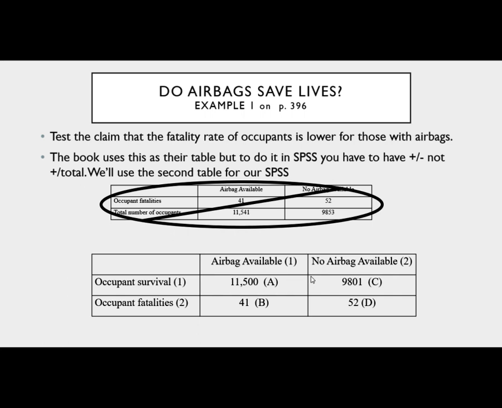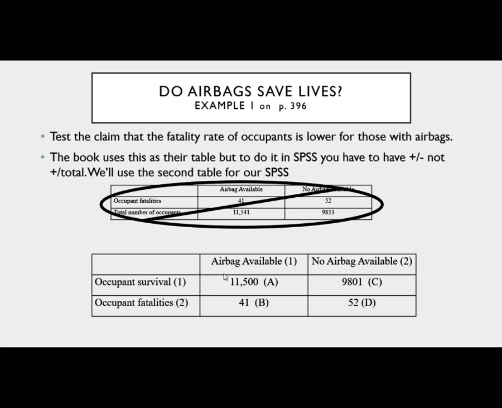The first example is, do airbags save lives? Example 1 on page 396. I have this X'd out because in the book, they have you set it up this way for the hand calculations, but for SPSS, we have to do it like this. They're testing the claim that the fatality rate of occupants is lower for those with airbags. Our test is going to be that the fatality rate of occupants is different for those with and without airbags. It's just a nuanced difference, but we're not making the claim that one's better than the other, although we know intuitively that it's better to have an airbag than not.